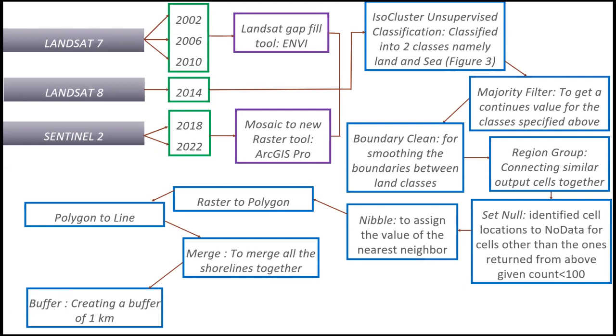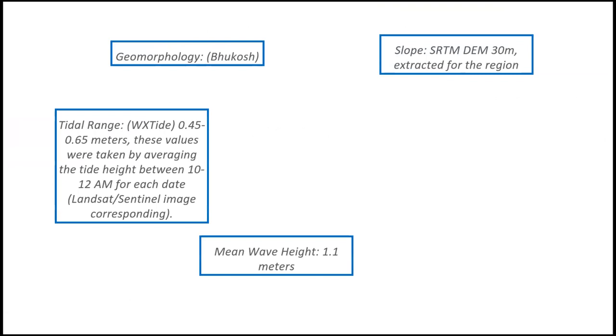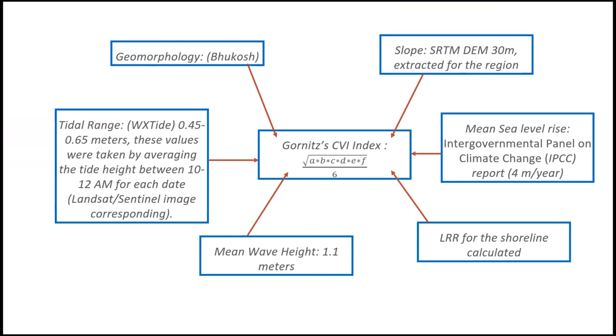So these are the various sources of information that we have received from the internet: geomorphology from Bhukosh, slope from SRTM DEM, mean sea level rise from the Intergovernmental Panel on Climate Change, and LRR calculated from the shoreline. Mean wave height we took as 1.1 meters from past papers, from the literature review part, and tidal range was taken as 0.45 to 0.65 meters. These values were taken by averaging the tidal height between 10 to 12 a.m. for each date, for the Landsat or Sentinel image correspondingly.